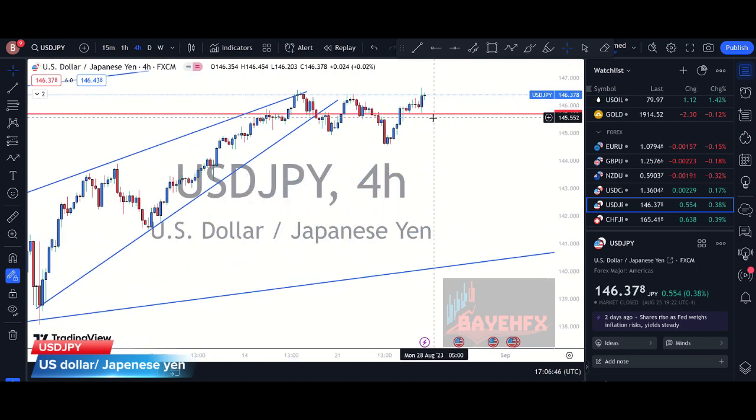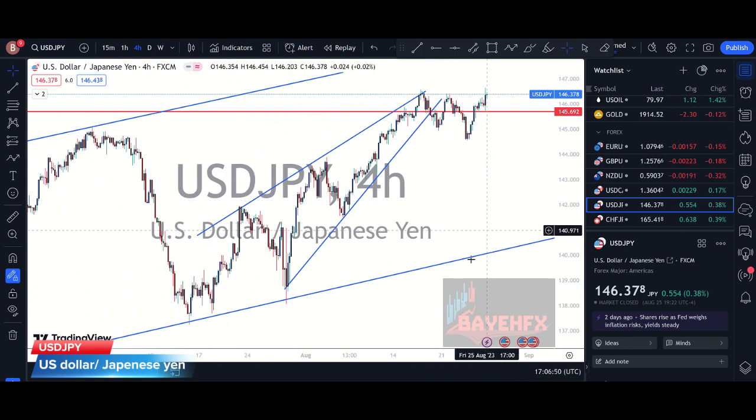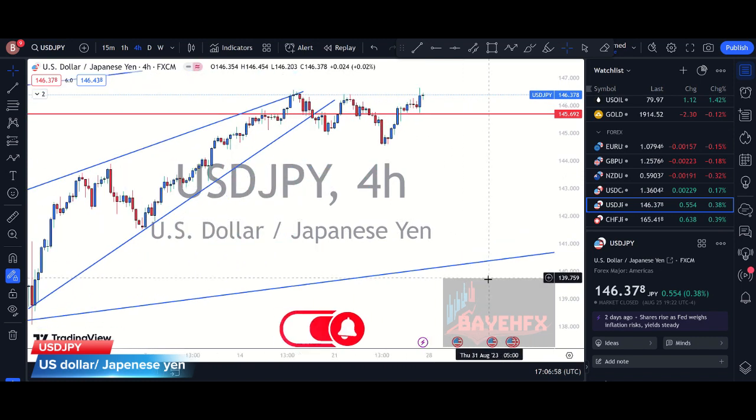But if it crashes, then it's going to continue down until it comes to the 4-hour trend line. So that's for USD JPY for the week, and we're going to check it later.